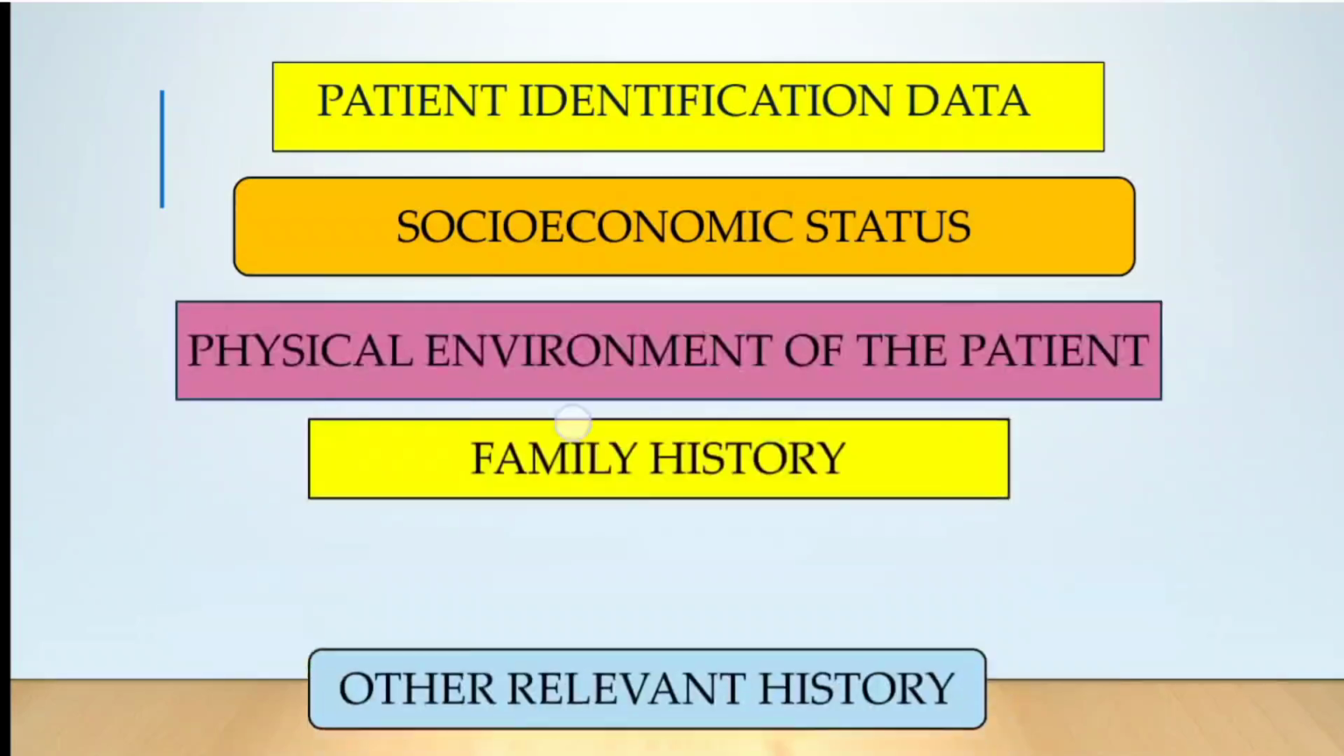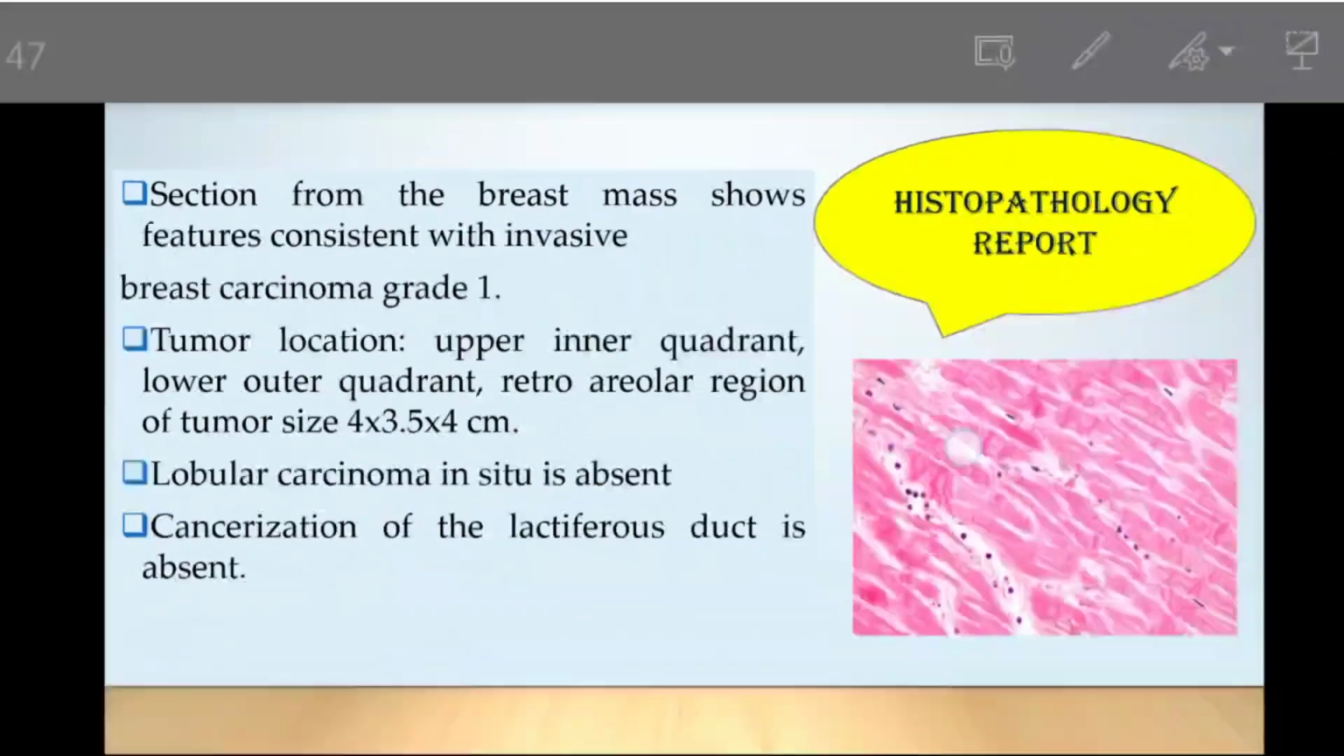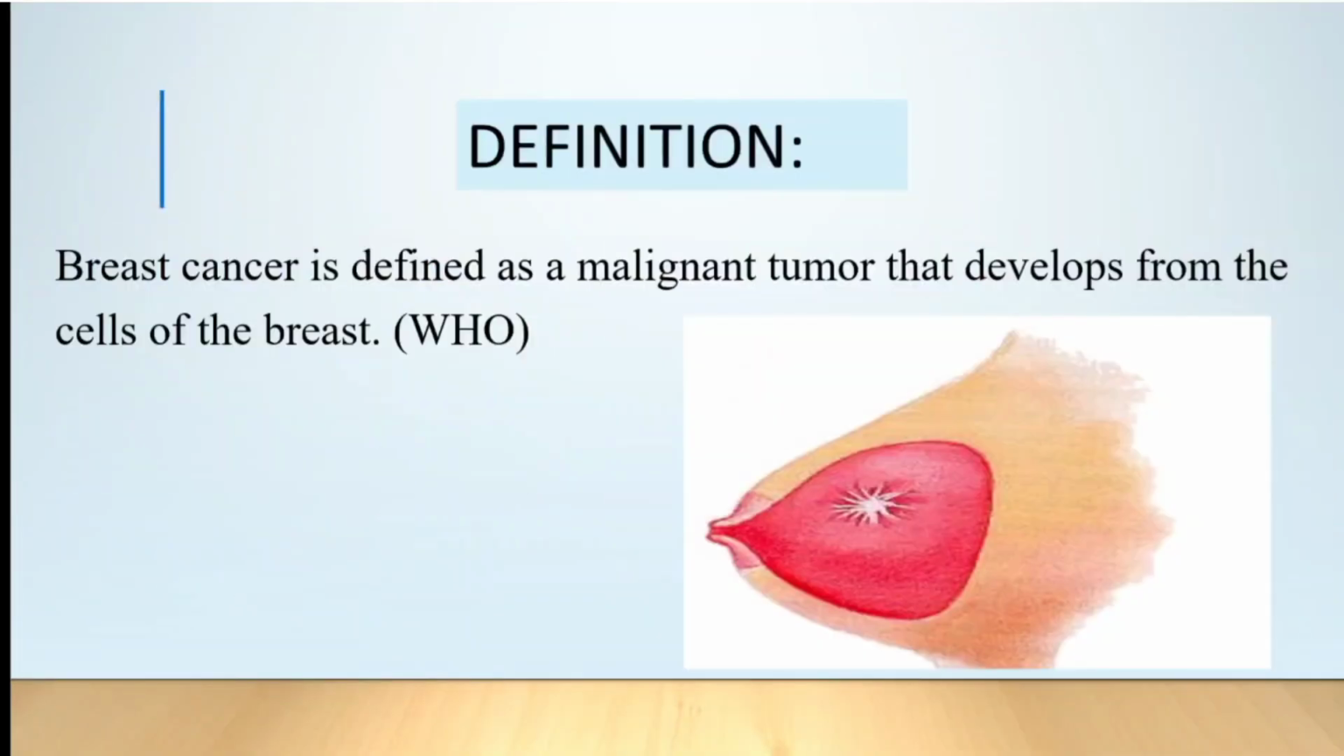Now, moving to the definition. Breast cancer is defined as a malignant tumor that develops from the cells of the breast. As per WHO, it is a malignant tumor when any kind of tumor or lump is present in the breast and begins from the cells of the breast.